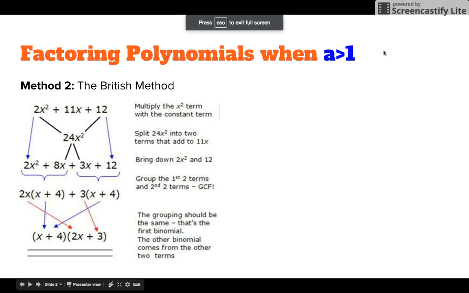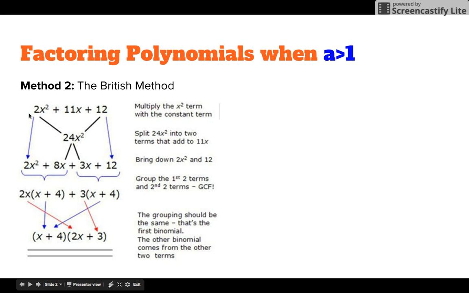Today we'll look at factoring polynomials when a is greater than 1. We're going to study the British method. Now we'll go through an example of this first. We have the directions written right here, so let's follow along through this sample.